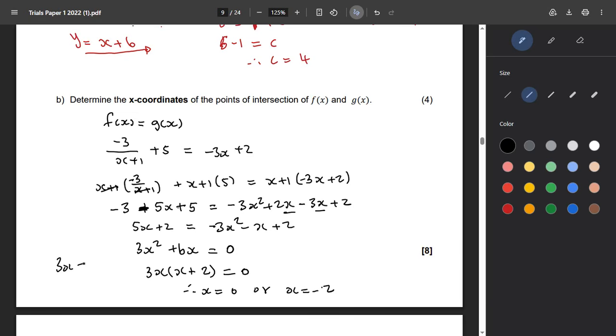Because if I say 3x equals 0, divide both sides by 3, that is just x being 0. So those are the x coordinates of the point of intersection. Equate the two graphs, remove the fraction by multiplying every term by that denominator, multiply out the brackets correctly, combine the like terms, move everything to one side.